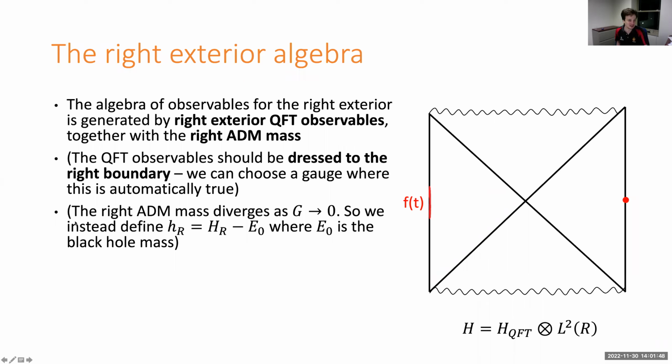Okay, the other thing about the right ADM mass is that as G goes to 0 for a fixed size black hole, the ADM mass goes to infinity. So what we want is something finite that makes sense. We can do that just by subtracting off a reference ADM mass of the black hole, which they call E0. That's infinite, and this is infinite, but the difference between them we can make finite.